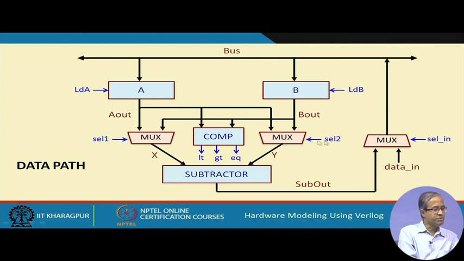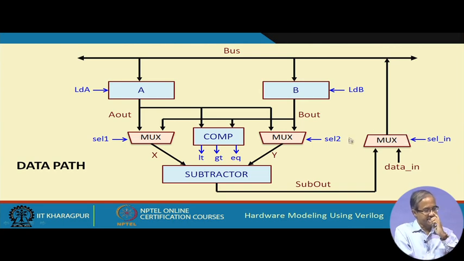There are select inputs of these muxes, select 1 and select 2, which will select which one of A and B is chosen. If select 1 is 0 and select 2 is 1, then here A will be selected, and from here B will be selected. And here there is a comparator which will be comparing the values of A and B and generating the three status signals: less than, greater than, or equal to.